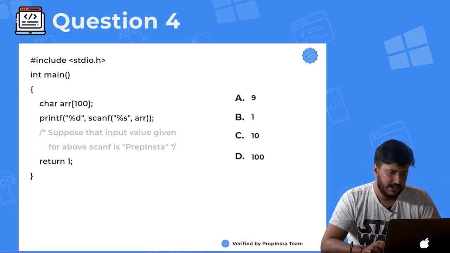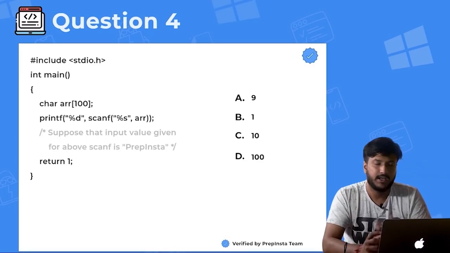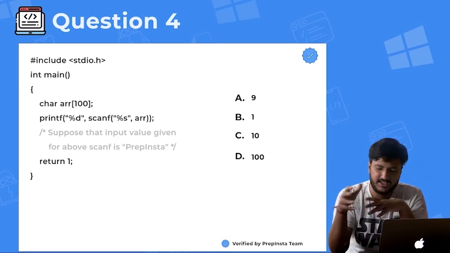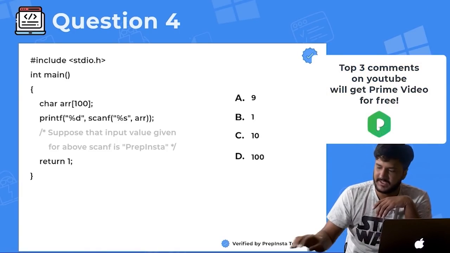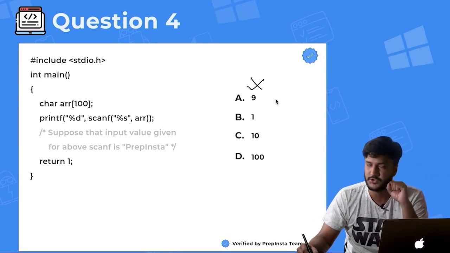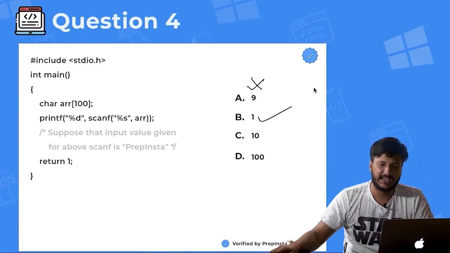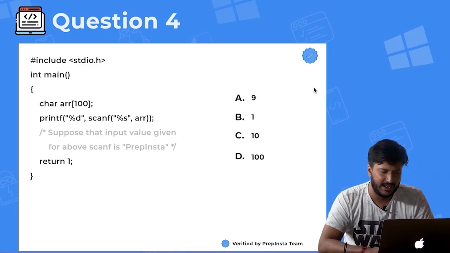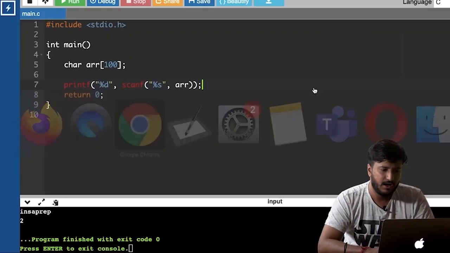So let's go ahead and do the next question. Okay, so let's try to understand what is happening in this question, right? First, a lot of you will say that, okay, 9 is the answer because PrepInsta has a total of 9 characters, right? However, this is not the answer. The correct answer is 1 in this particular case, right? So let's go ahead and understand why 1 is the answer.